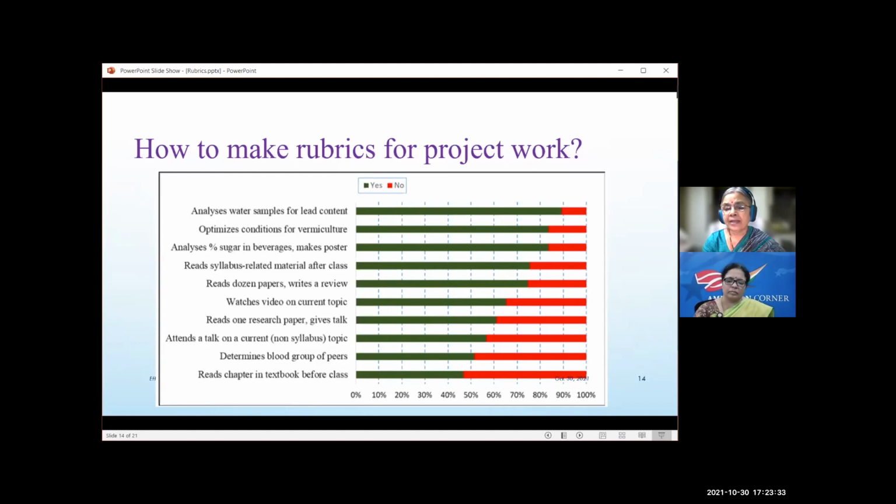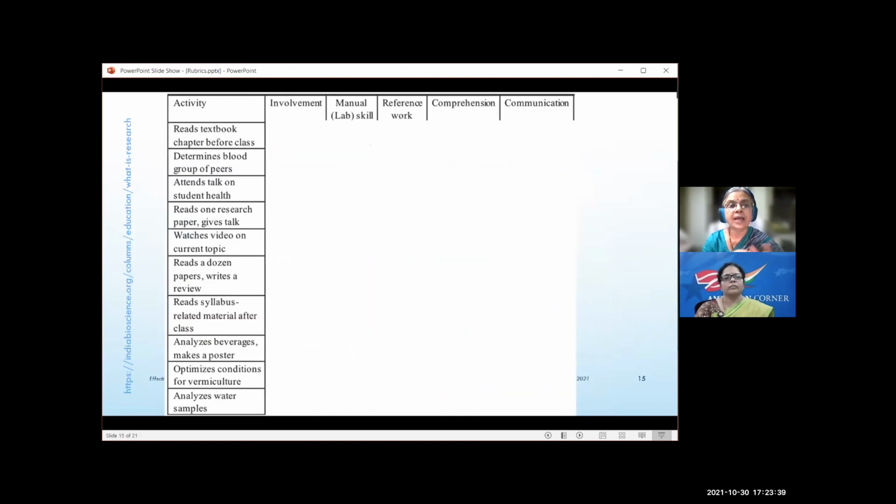So I think a better way is to judge based on rubrics, like what do we want the project to have? The project should have these things, right? For example, I put 5 things on top. It should require the student to be involved in the work. It might require some lab work where they have to actually be in a lab. It might require some library work.